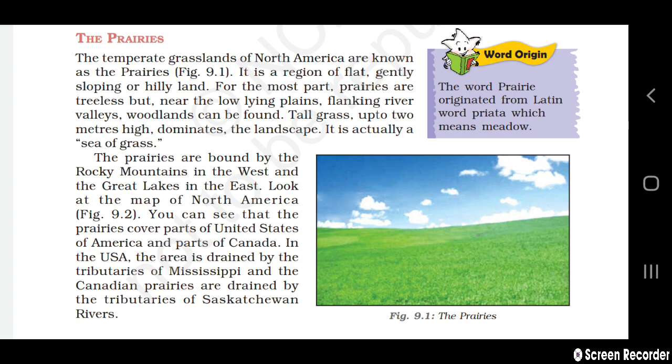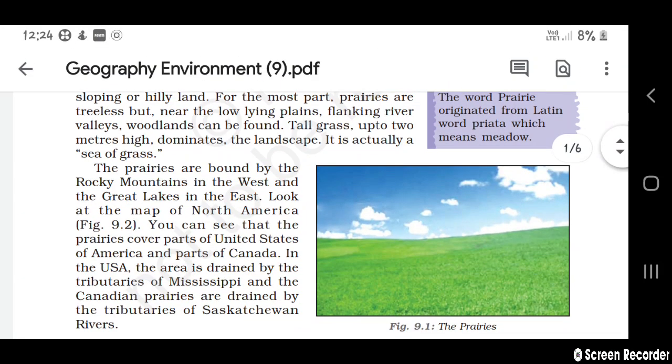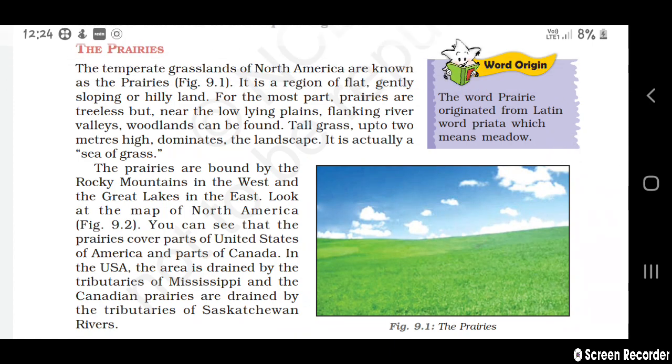The landscape in some places is actually a sea of grass, because you can see countless grasses there. It is like a sea. You cannot count how far it extends, you cannot say in kilometers how far these grasslands go. Therefore it is also called the sea of grass.